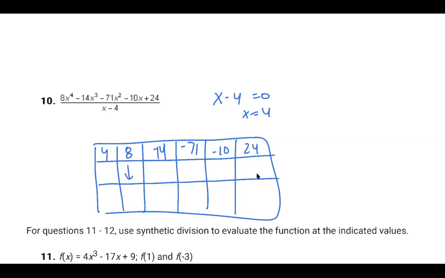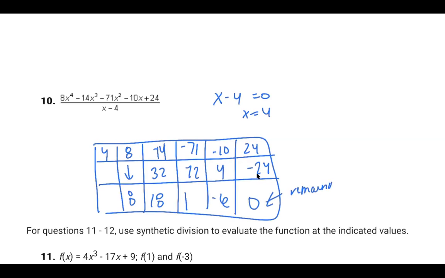All right. Carry down my 8. 8 times 4 gives me 32. Minus 14 gives me 18. Times 4 gives me 72. Minus 71 gives me 1. Times 4 gives me 4. Minus 10 gives me negative 6. All right, multiply those together gives me negative 24, and lo and behold, I have a remainder of 0.